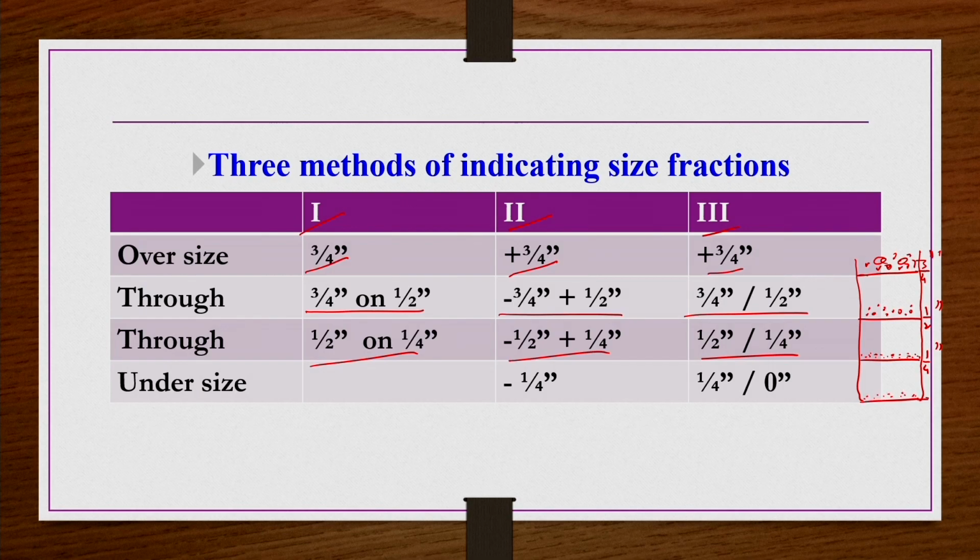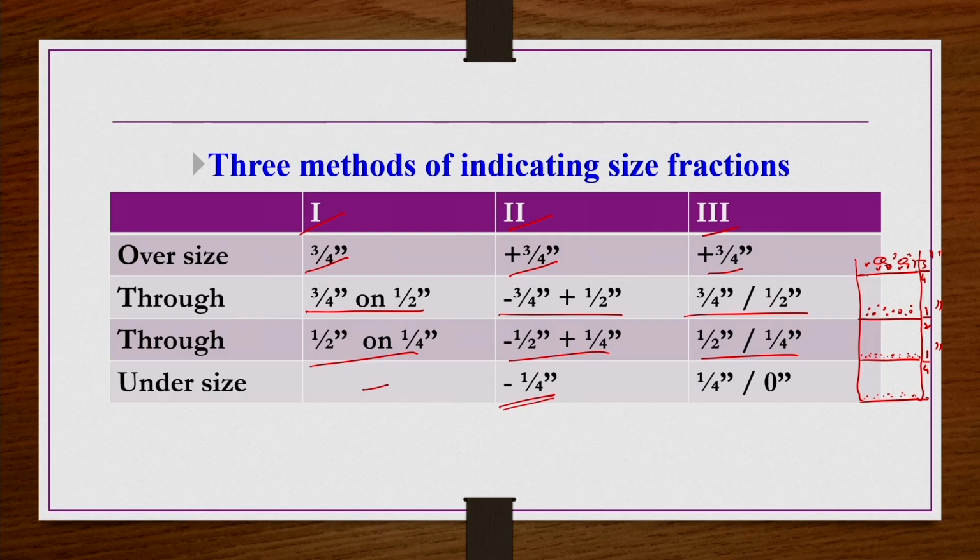For them, since it is undersized, there is no plus representation. In the second one, minus 1/4 inch or 1/4 inch by 0 inch. 0 inch stands for the pan without any opening. So, these are the 3 ways of representing it.